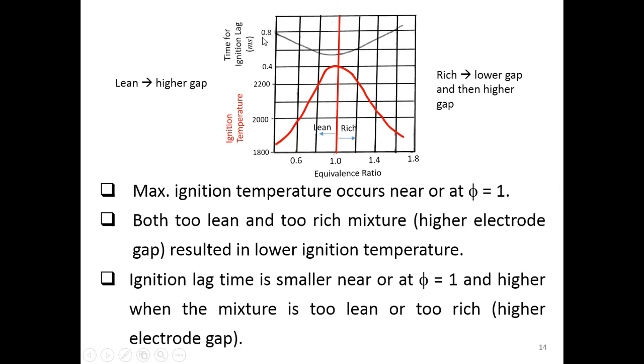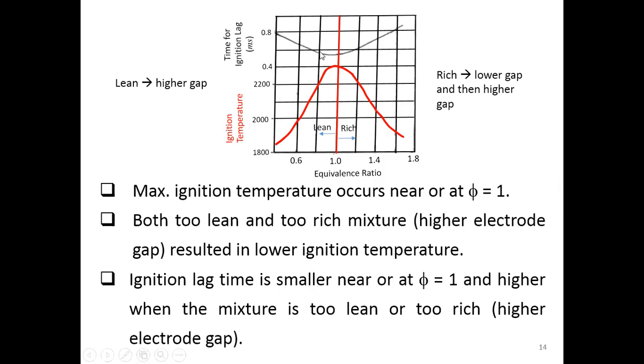So you can see that for a near stoichiometric ratio here, the time for the ignition lag is shorter, right? So combustion happens faster. If you have the ignition lag time small, that means the combustion can happen earlier, or faster here. Okay, so during the stoichiometric ratio.